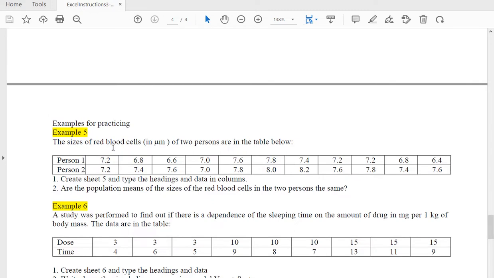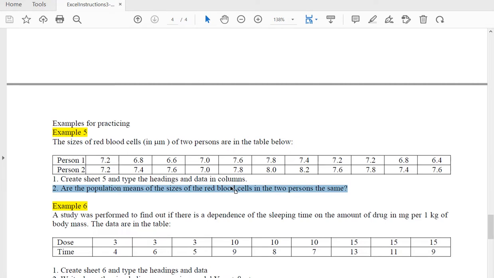So sizes of red blood cells, more red blood cells, let's go. The sizes of red blood cells in micrometers for 2 people are as shown below. Okay, so I'm not going to read those numbers. So person 1 and person 2, create a sheet. Are the population means of the sizes in the 2 persons the same? I'm going to leave this for homework, because this is literally the exact same as the one that we had recently done.